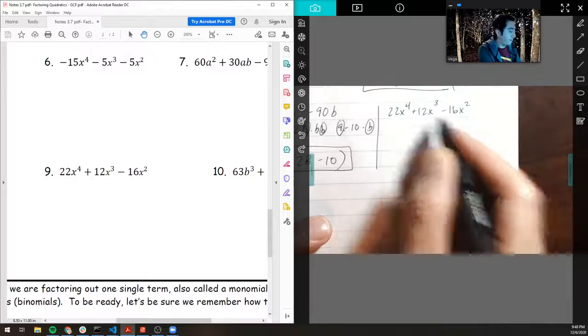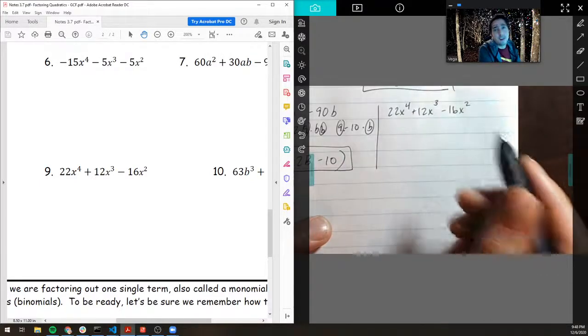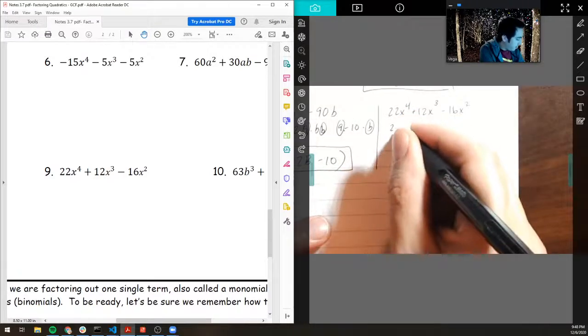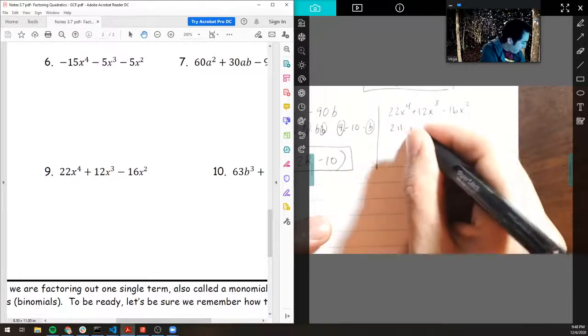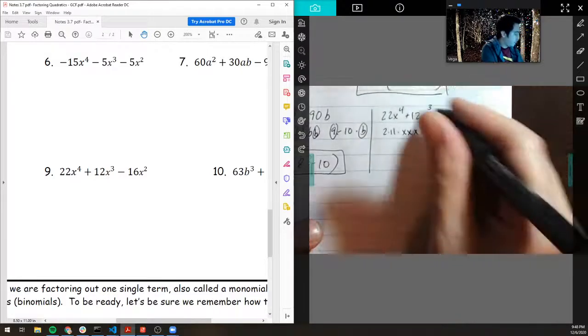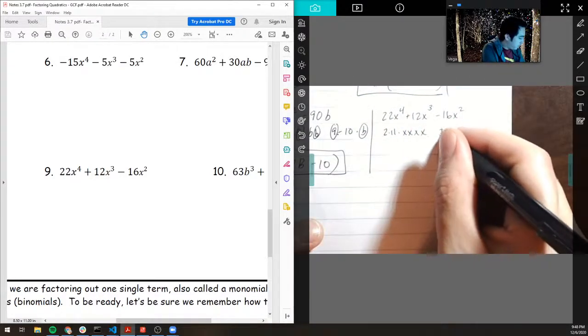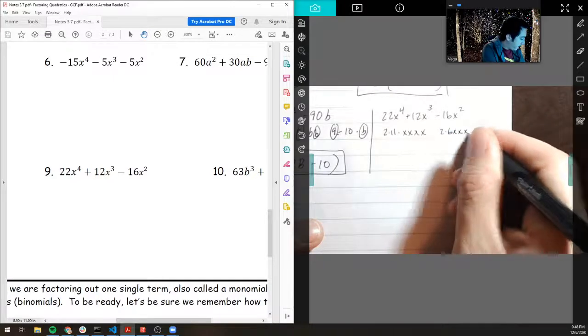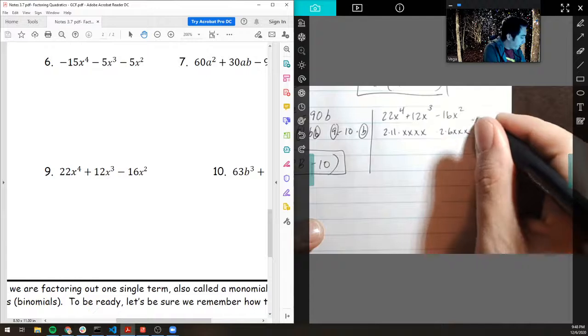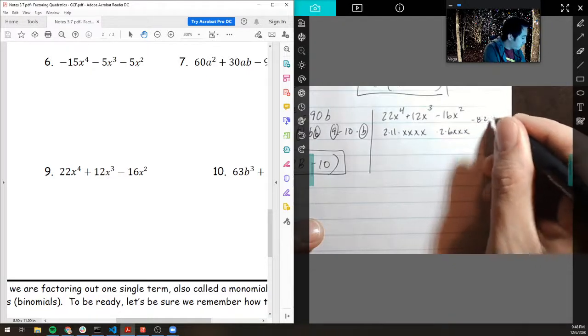And they all seem to be a multiple of 2. They're all even, so you could divide them all by 2. So let's break it down. 22 is really 2 times 11 times x, right? 4 x's. 12 is 2 times 6, x. And negative 16 is going to be, I'm running out of room a little bit, but negative 8 times 2 times x.